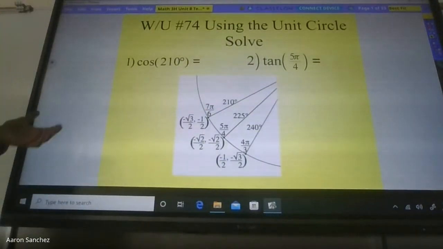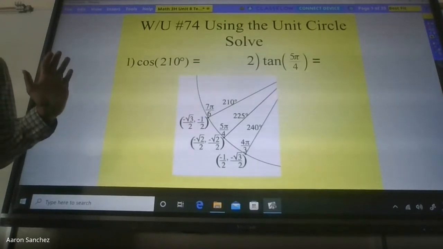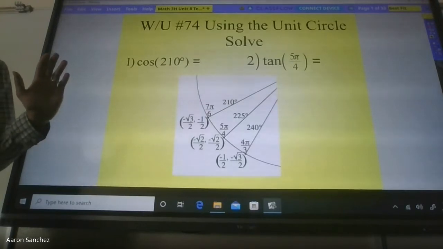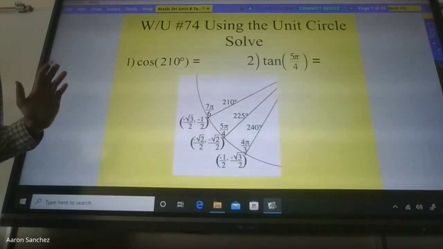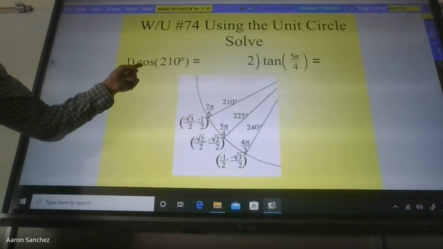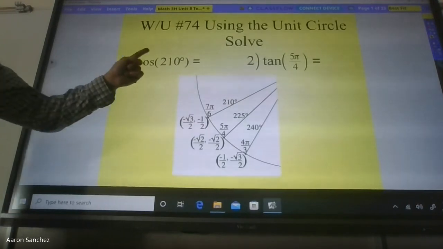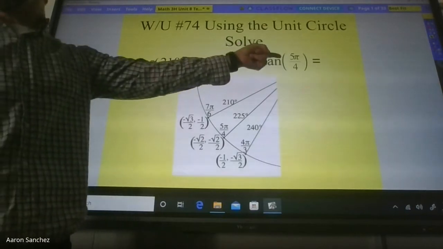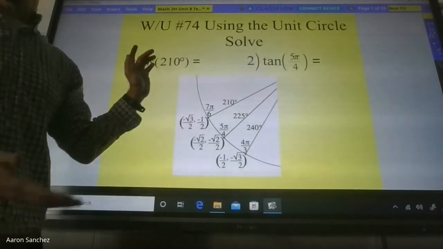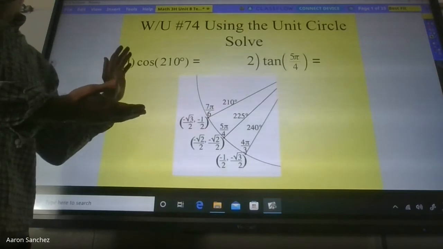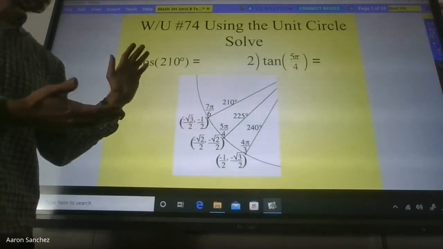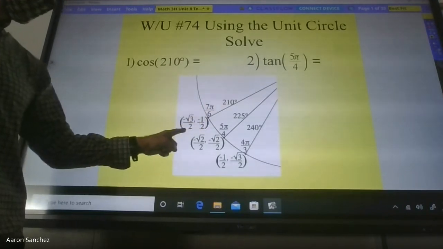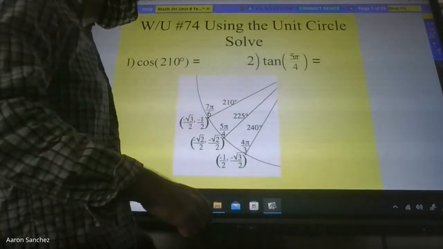A lot of people miss this on the quiz, and I think this is one of the easiest problems as long as you fill out the unit circle correctly. What is cosine? X. What is sine? Oh, tangent. Gotta do tangent. Tangent's a little bit harder because we just did tangent. But the one on the quiz was sine and cosine. What's cosine? X. Find 210 right there. What's the x? Negative root 3 over 2.